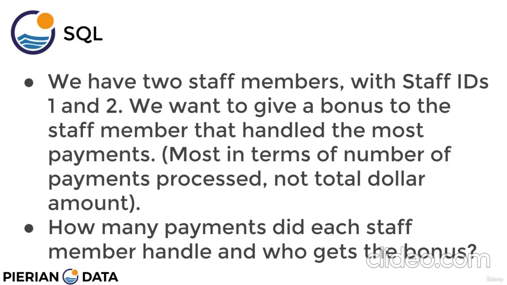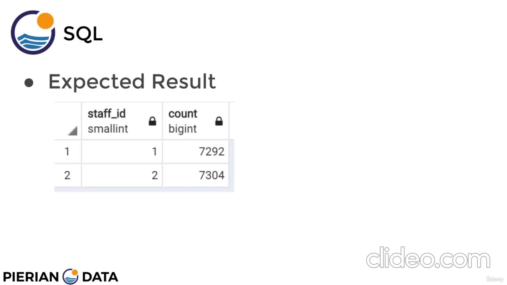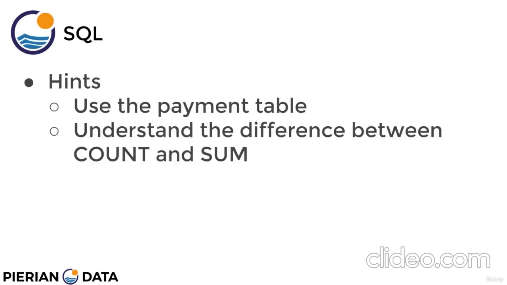Here's the expected result. So the expected result is that staff member number 2 handled 7,304 payments, which was more than staff ID number 1. So staff ID number 2 should get the bonus. Here are some hints. The hints are to use the payment table and to make sure you understand the difference between count and sum, since only one of them should be working here.